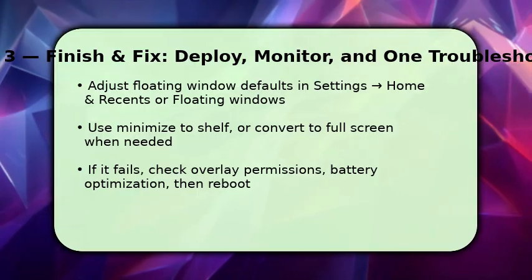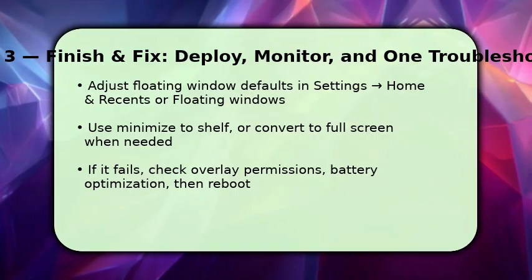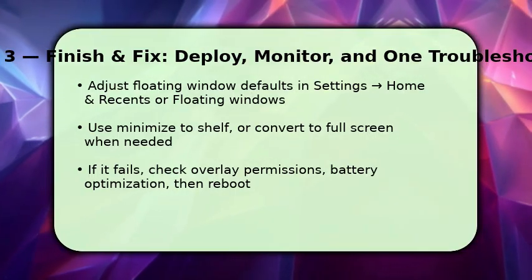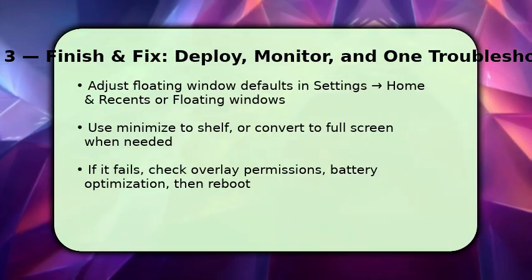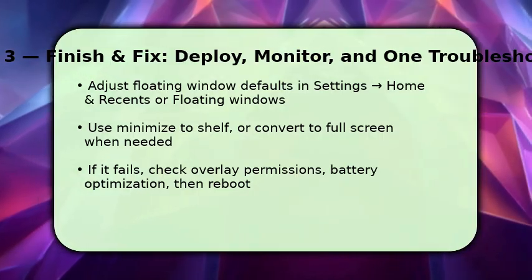to full screen. If floating windows stop working, check Overlay Permissions again, disable battery optimization for that app, and reboot. Often MIUI Power Manager or a recent update revokes overlay access. If problems persist, update the system and app.